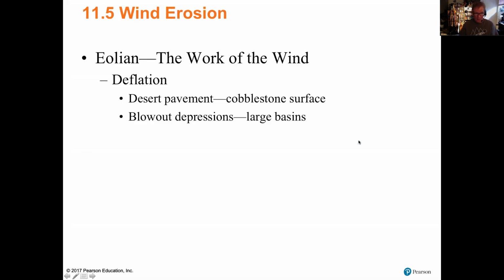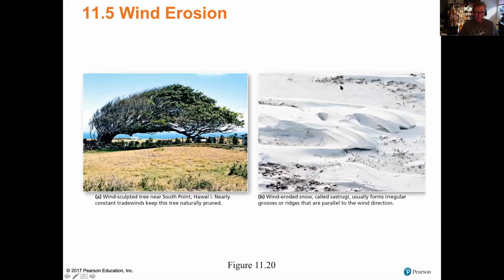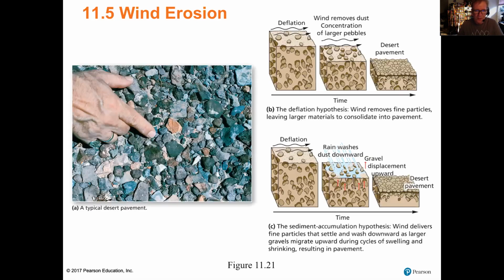So deflation, again, takes many forms where you're just removing and lifting material from the ground, and so it creates these unique surfaces like what we call desert pavement, these cobblestone surfaces, or it can blow out and create these huge depressions. So here's your typical desert pavement. The deflation removes the sand, and what's left is the larger particles, and eventually they are consolidated into almost like a pavement. It's really brittle. I mean, it's almost like asphalt, for example.